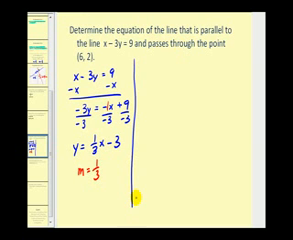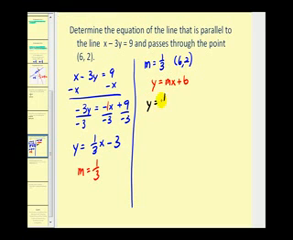So now we want to find the equation of the line where the slope is equal to 1/3 and it passes through the point (6, 2). Now we can do this either using slope-intercept form or point-slope form. Let's start by using slope-intercept form. Meaning we're going to find the equation of the line in this form, and we know that m is equal to 1/3, so we have y equals 1/3 x plus b.